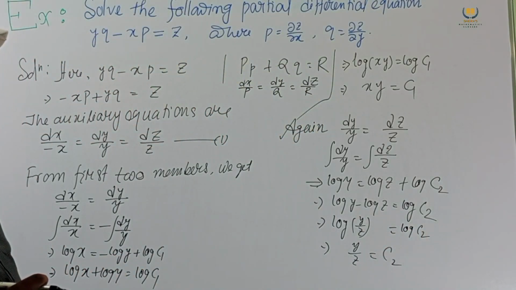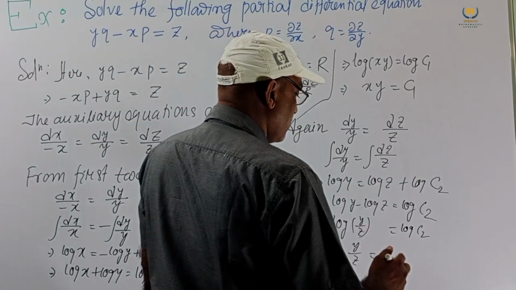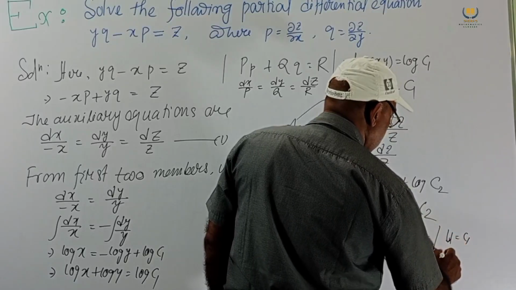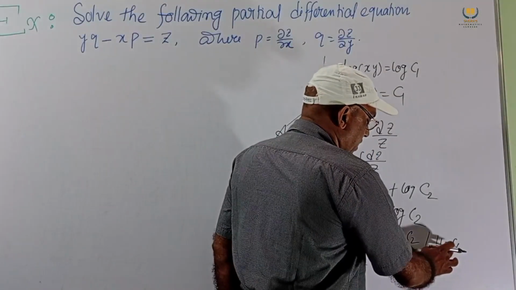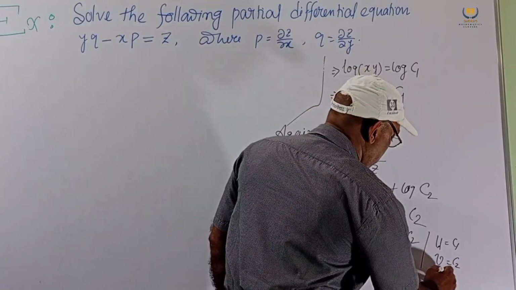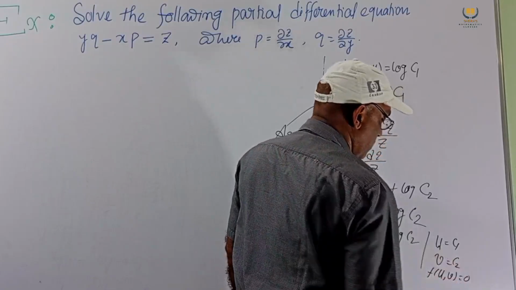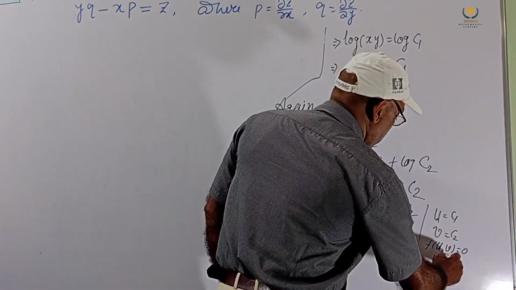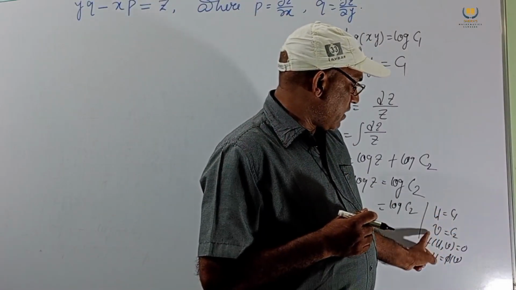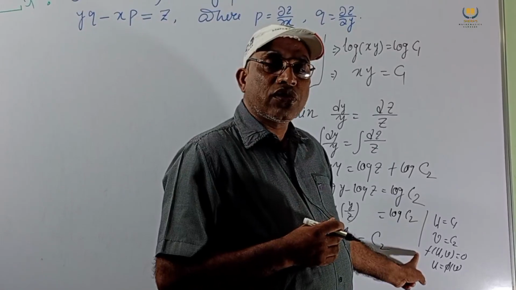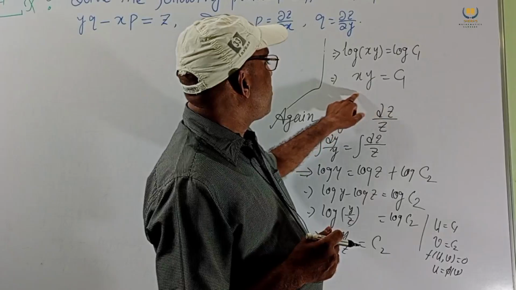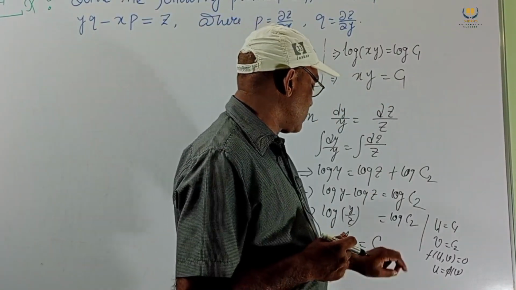We get this one. That means if u equals c1 and v equals c2, then the solution is f of u comma v equals 0, or we can write u equals phi of v. This will be our solution. If u equals c1, v equals c2, then the solution will be f of u comma v equals 0, or u equals phi of v. This is u equals c1, this one v equals c2.